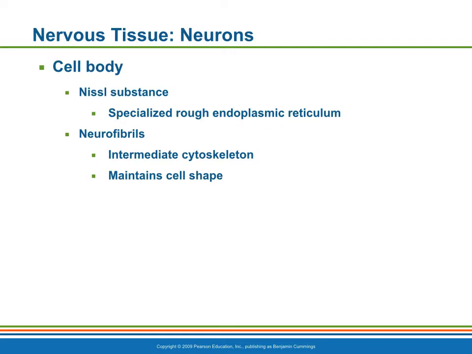The cell body is the metabolic center of the neuron. Its transparent nucleus contains a large nucleolus. The cytoplasm surrounding the nucleus contains the usual organelles except for centrioles. Remember, since they do not divide, they have no need for centrioles. The rough ER, called Nissl substance, and the neurofibrils, which help keep the cell's shape, are particularly abundant in the cell body.